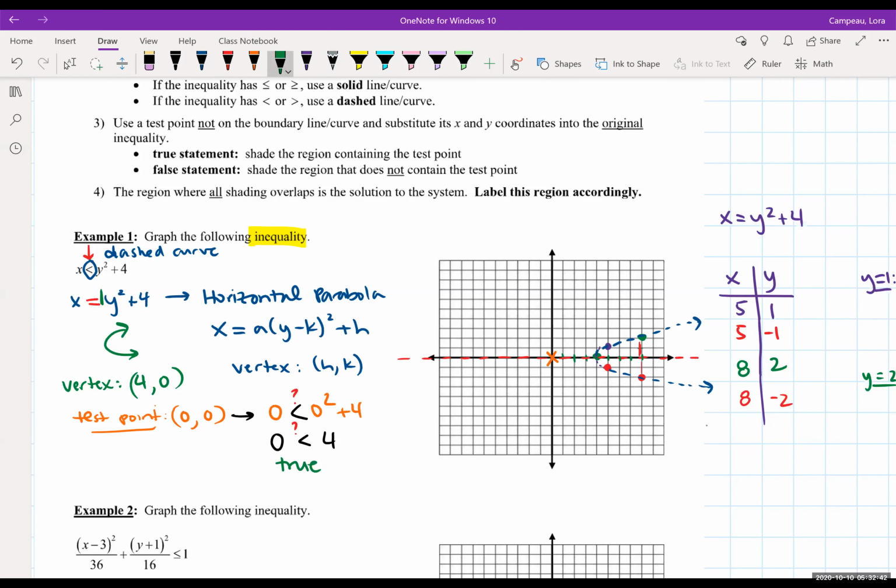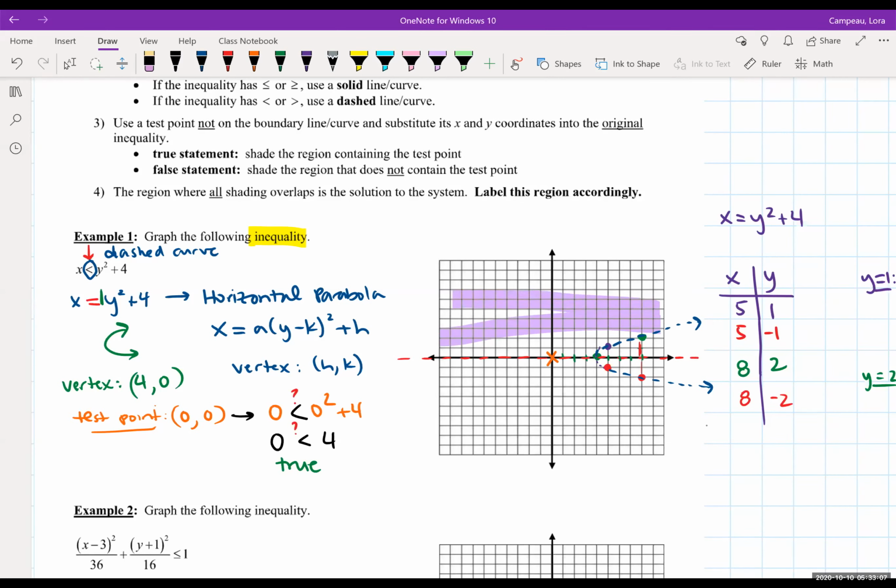And whenever you have a true statement, you're going to shade the region that contains this test point. So I marked it with an X, if you guys didn't notice that right there. There's my test point. And so I basically shade the entire region. I think I'll use my highlighter on this one. We'll do purple.